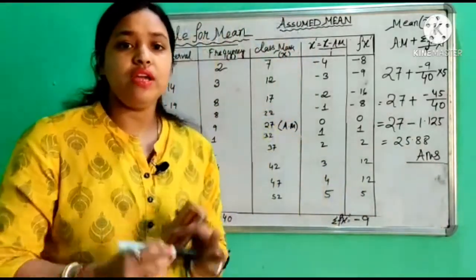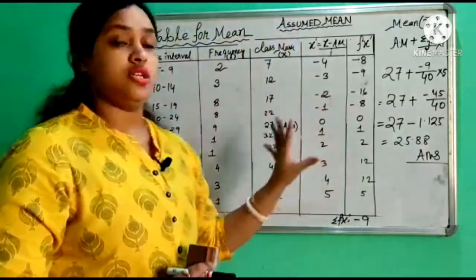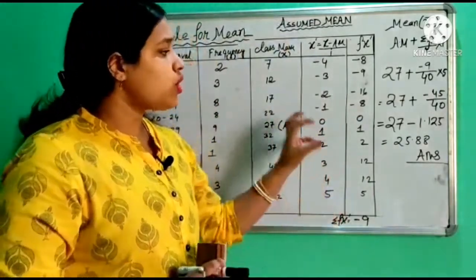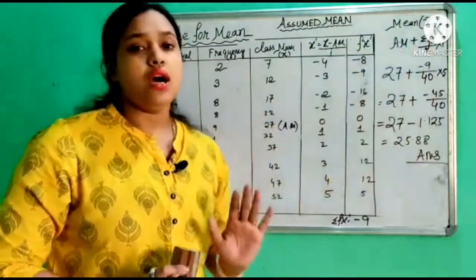So it is very easy to calculate the assumed mean. First of all you have to arrange the table very clearly, then you put all the values into your formula, and after that you find the answer.